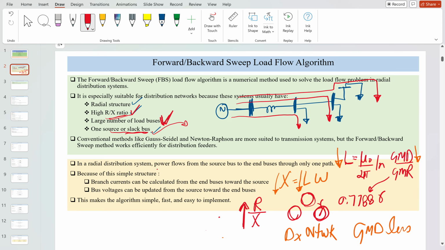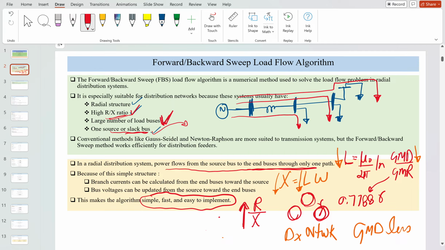Also, in the radial distribution network, power flows from the source bus to the end buses, which is not the case in RE-rich systems. In a conventional system, you have a power flow from the source bus to the end buses, and there is only one path to flow. This algorithm is basically simple, fast, and easy to implement, and we will see how it is implemented.